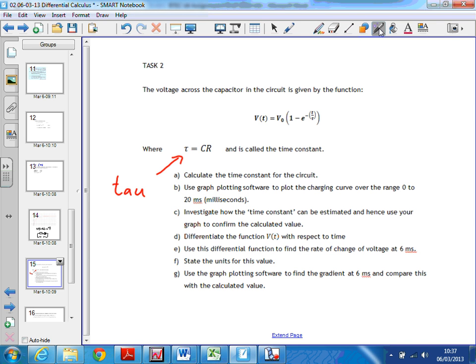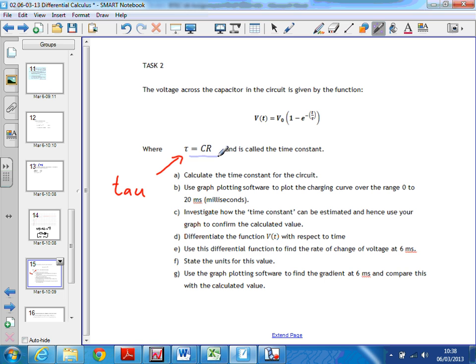When you've done that, for part C here, internet research is required to investigate how the time constant can be estimated. So you need to look up the time constant if you've not already done it in your electronics. And from that investigation, you'll see how you can use your graph to estimate a value for the time constant. So from the graph you've plotted in part B, you can then confirm, hopefully, the value for the time constant that you calculated here. So that's part C. Fairly straightforward so far.